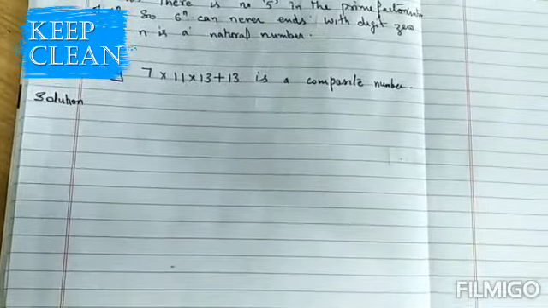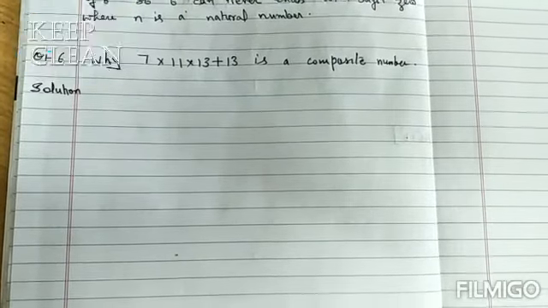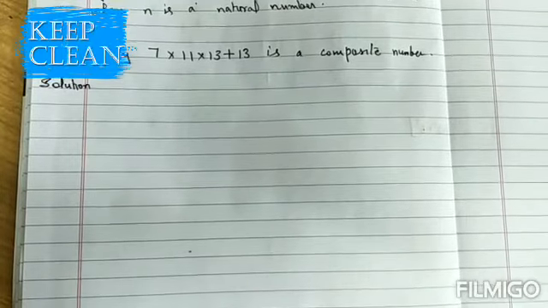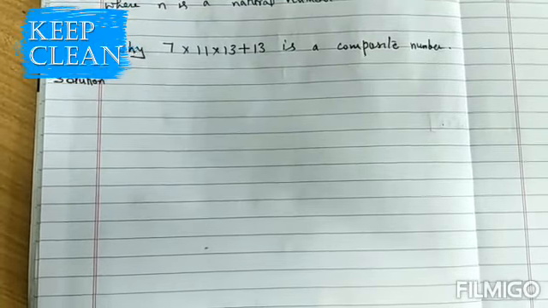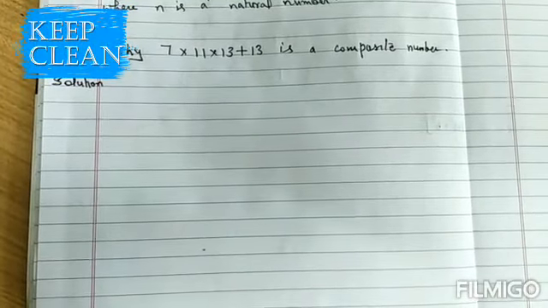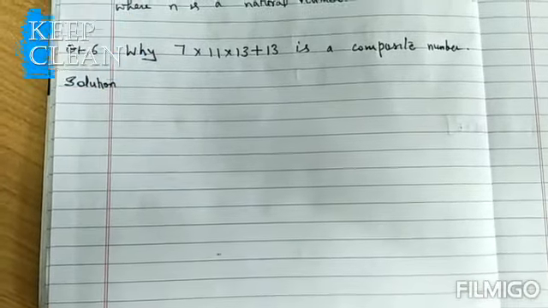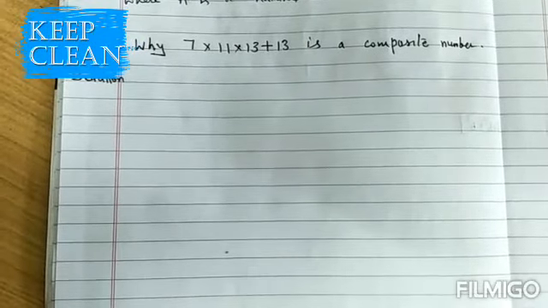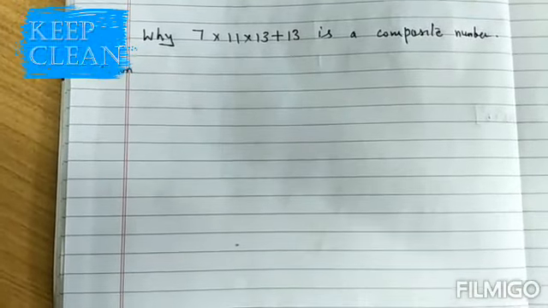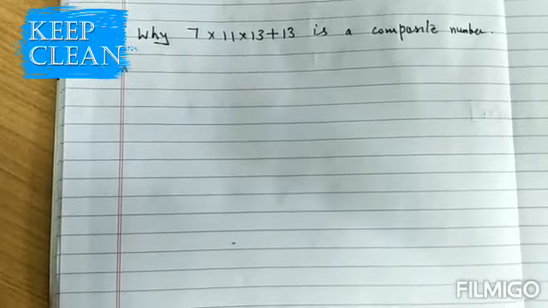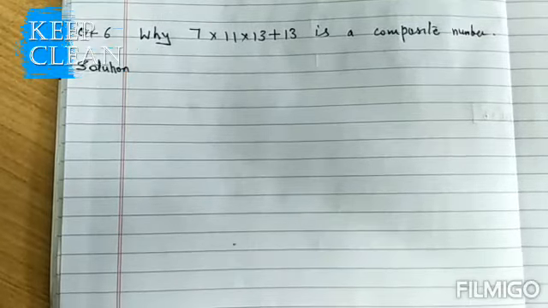The next question is question number 6 from the 1.2 exercise. Why is 7 into 11 into 13 plus 13 a composite number, right? We have to show why it is a composite number. Actually what they are asking in the question is, if you notice, they have given the numbers 7, 11, 13, all are what? 7, 11, 13 are prime numbers, right? And we know that the product of two or more prime numbers will always be a composite number. But here what they have done, they have added one prime number in that, no? And they want to know, okay, if we do this, then will it be a composite number?